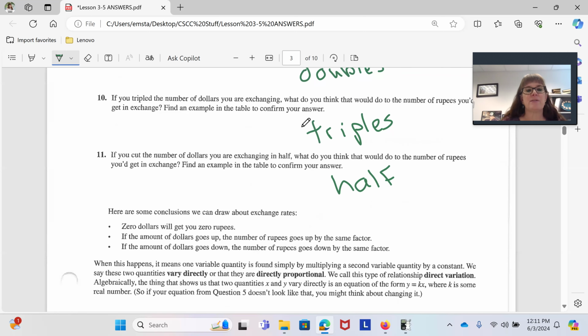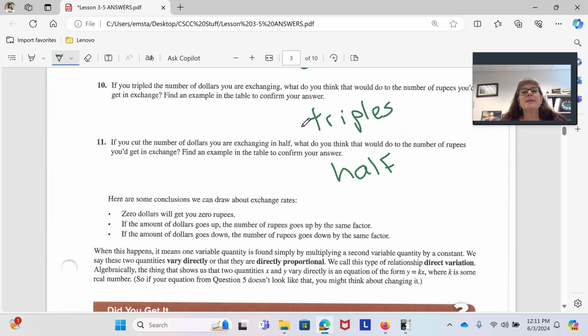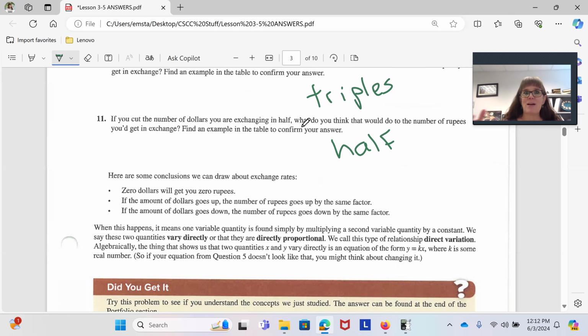So they put this together about the middle of the page on page 345. Here are some conclusions we can draw about exchange rates. $0 give you 0 rupees. If the amount of dollars goes up, the amount of rupees goes up by the same factor. If the amount of dollars goes down, the number of rupees goes down by the same factor. That's where the half, tripling, doubling comes in. What we have been talking about this whole time, but not exactly named, is that this is direct variation. These quantities vary directly, they're directly proportional, and they are direct variation.